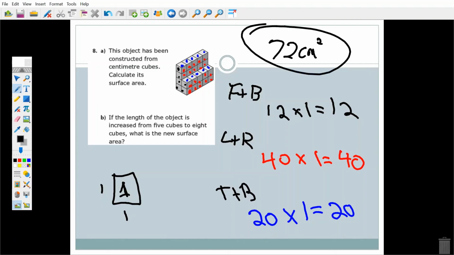So if they do not give you the dimensions, the lengths, it's likely a question that involves centimeter cubes, so you're going to want to find the surface area of one of those faces, and then you're just counting the faces. All right, that brings us to the end of 1.3.